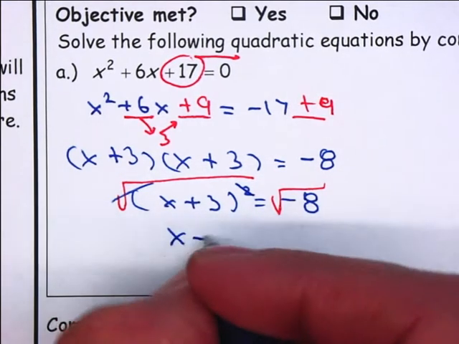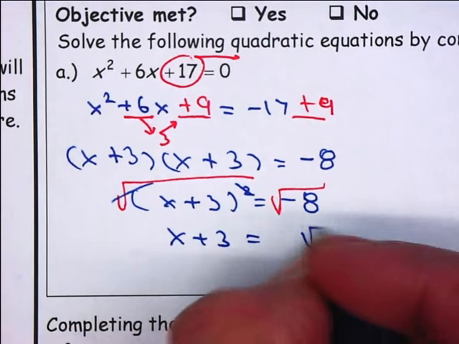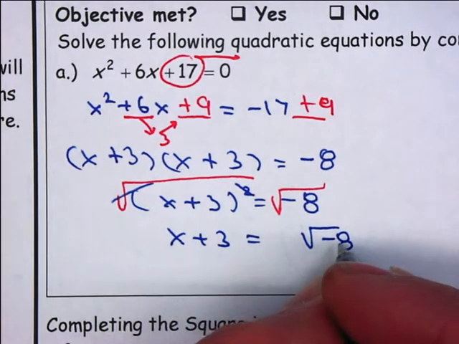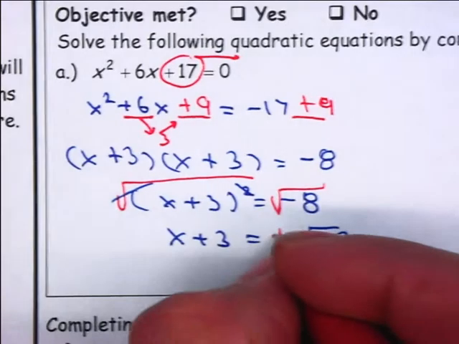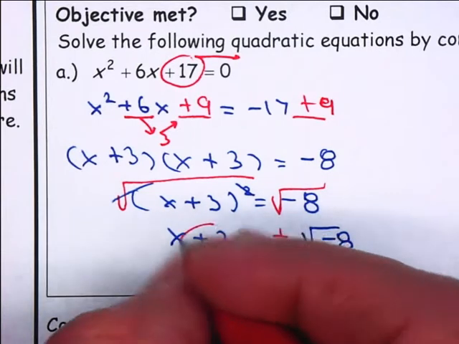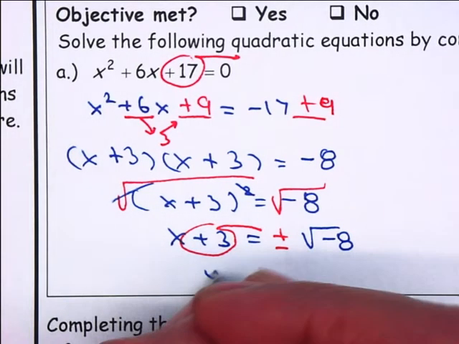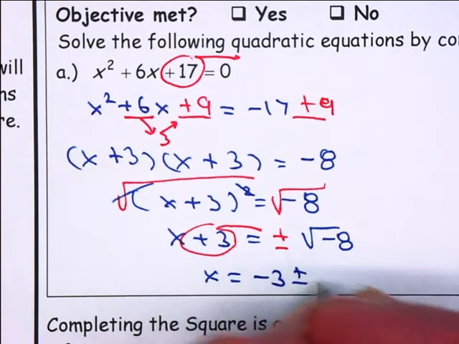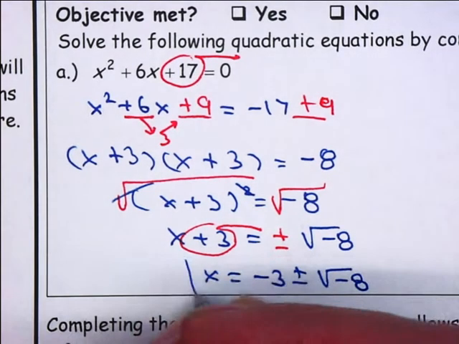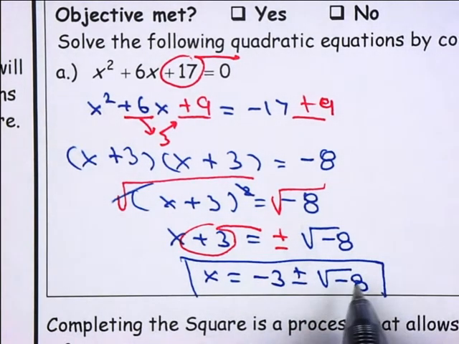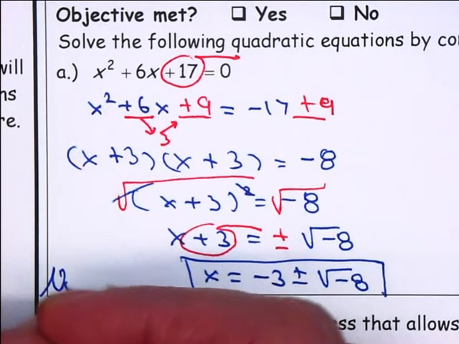I have x plus 3 is equal to the square root of negative 8. Don't worry about the negative. And plus or minus. Move my 3 to the right, becomes negative 3. Now some of you guys might be thinking, no, there's no solution because we cannot have a negative inside the square root, which will be correct. So this will be no solution.